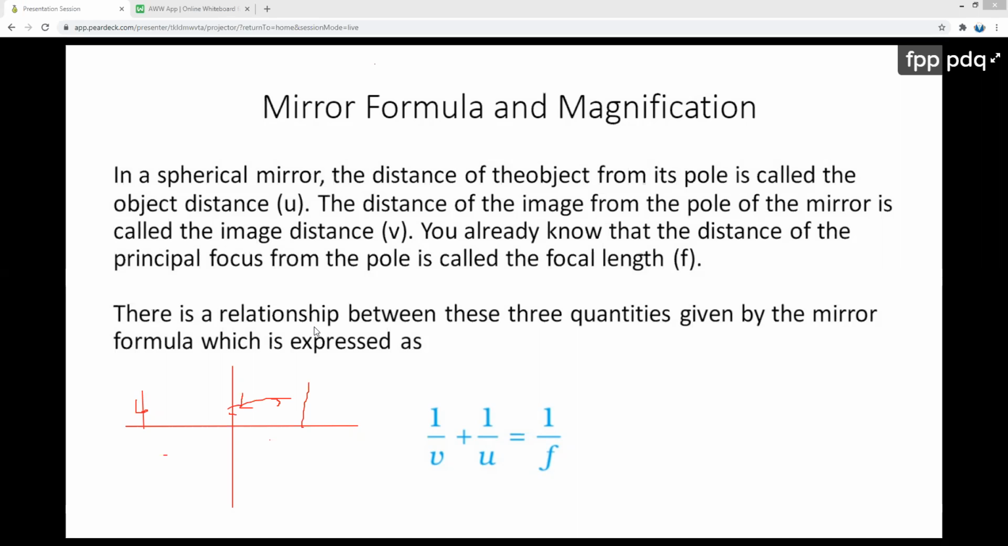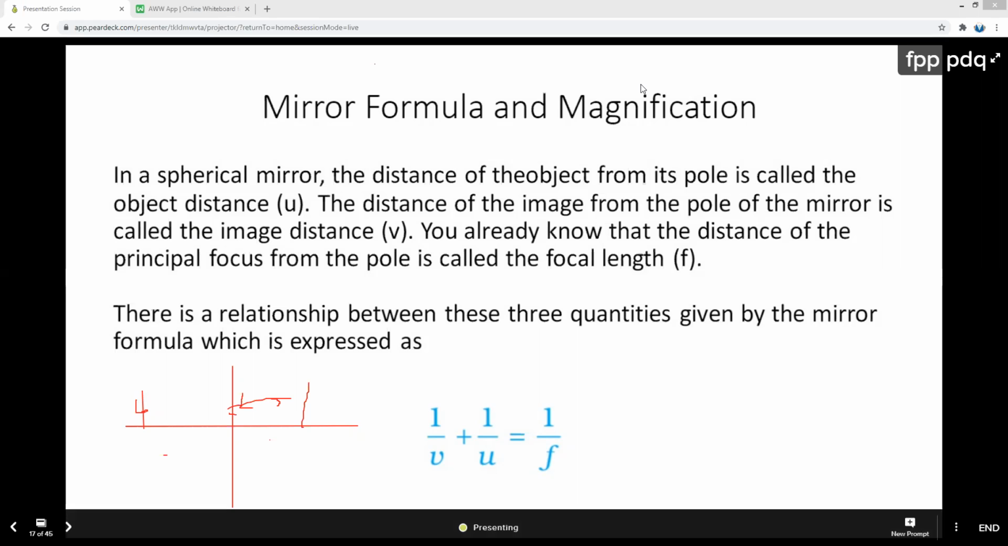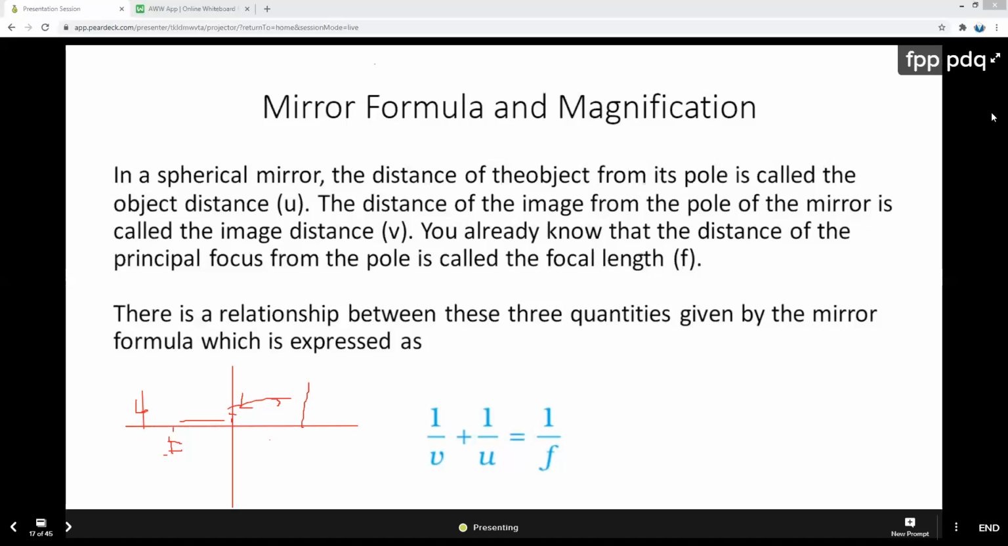And the distance of the principal focus from the pole is called the focal length. So we all know what focus is. Focus is between the center of curvature and the pole, and the distance from the pole to the principal focus is called the focal length. So basically, in this, this is the focal length.